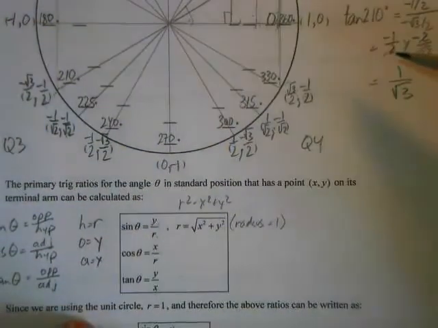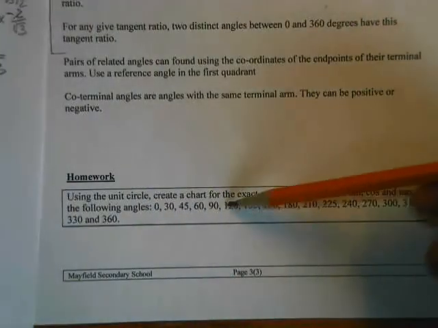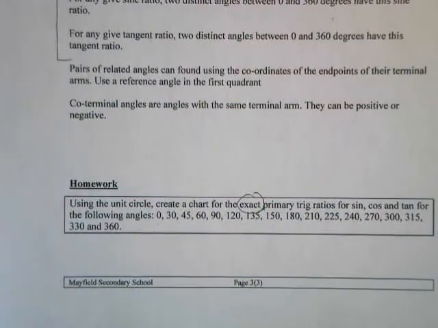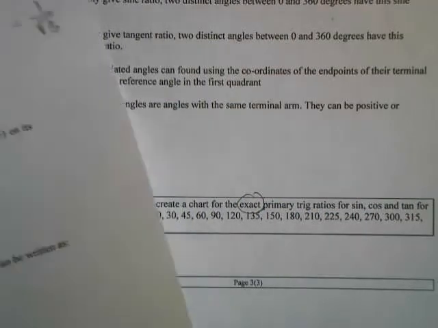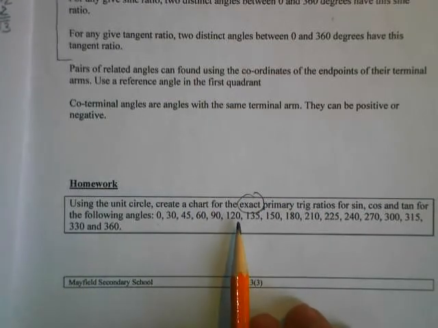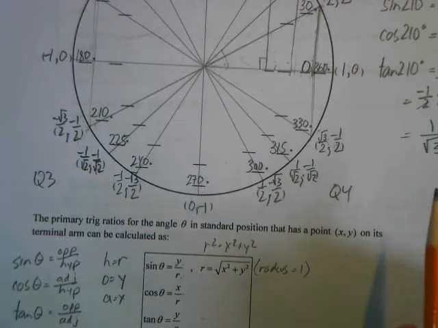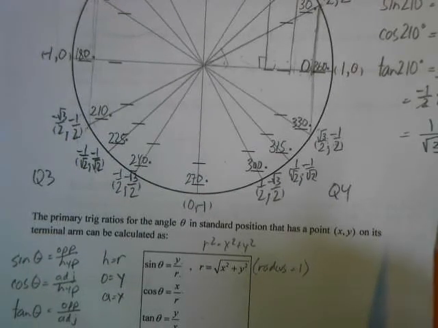I don't want you to be using a calculator for this, because I'm asking for exact ratios, which the calculator won't give you. I want you to use this exercise to be able to use the unit circle to get those sine, cosine, and tan values or ratios.